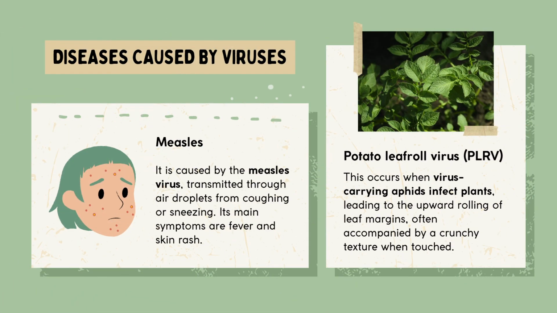Diseases caused by viruses. Measles. It is caused by the measles virus transmitted through air droplets from coughing or sneezing. Its main symptoms are fever and skin rash. Potato leaf roll virus, PLRV. This occurs when virus-carrying aphids infect plants, leading to the upward rolling of leaf margins, often accompanied by a crunchy texture when touched.